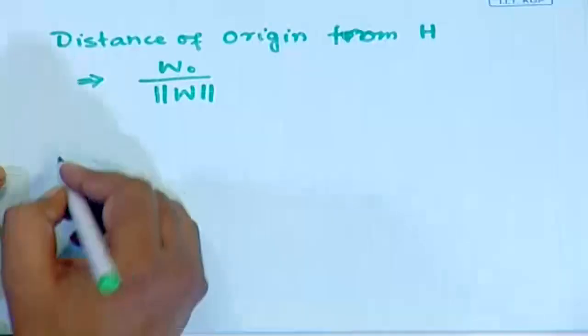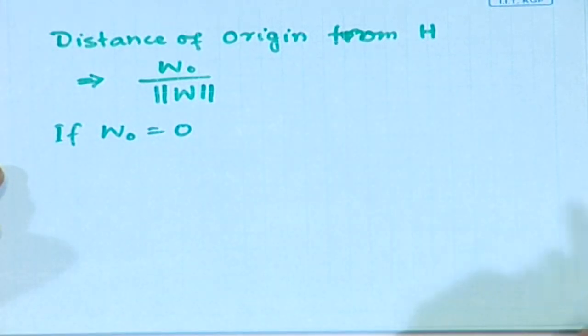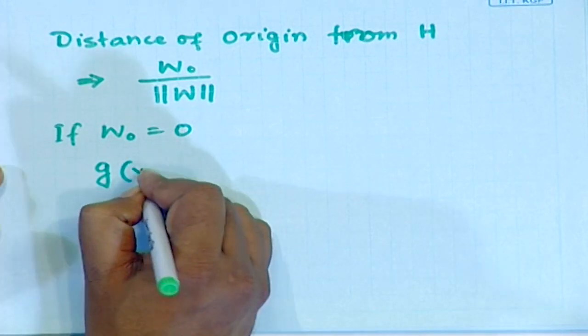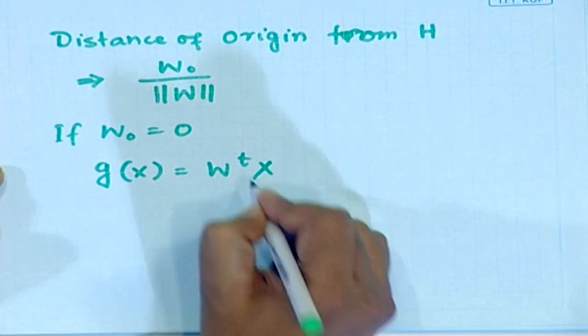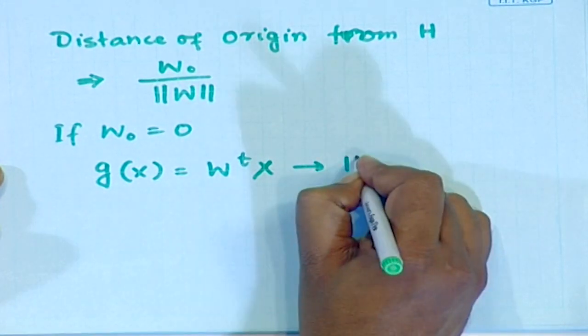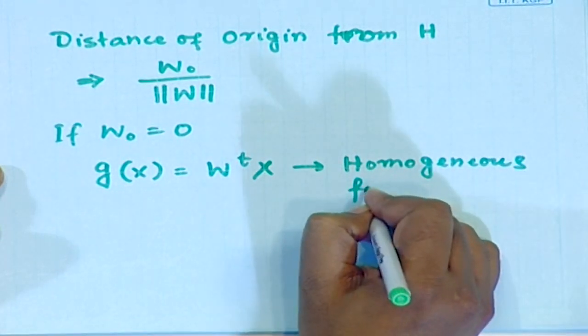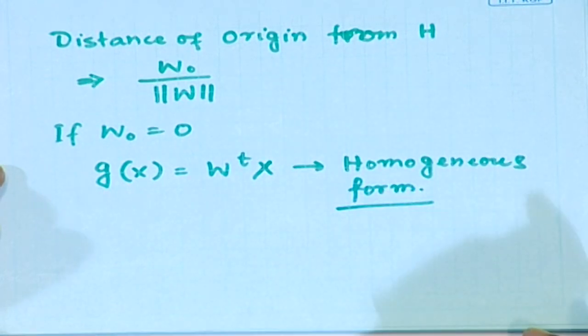So, if w naught is equal to 0, then the hyperplane passes through the origin, and not only that, your discriminant function takes a particular form, that g x will be simply given by w transpose x, okay, where I do not have any bias or threshold weight, and this is a form which is called homogeneous form. And in mathematics, it is always convenient if I can represent an expression in a homogeneous form, because that avoids many of the problems that we may face while we try to analyze different given problems.